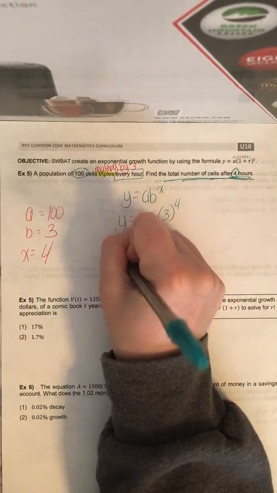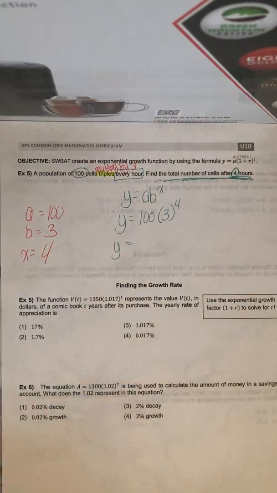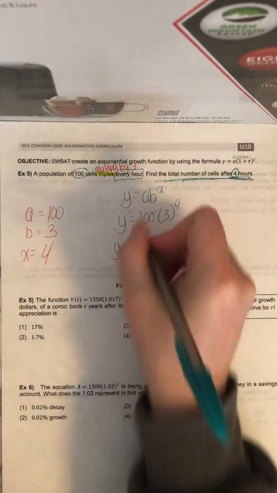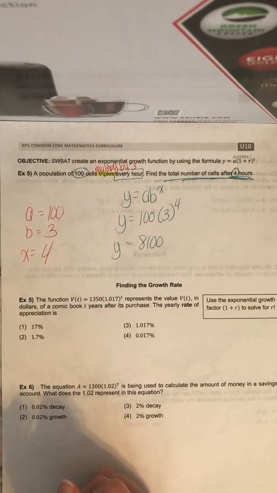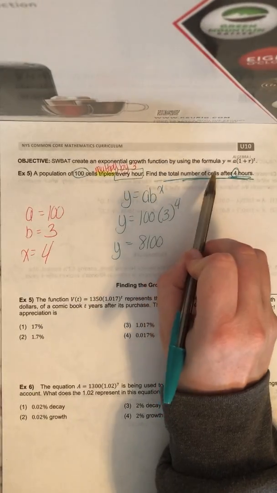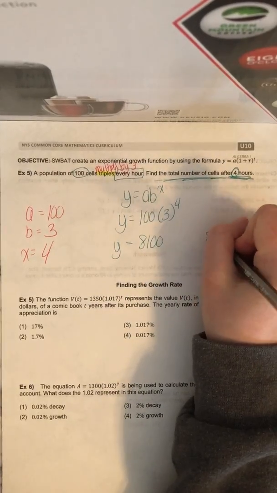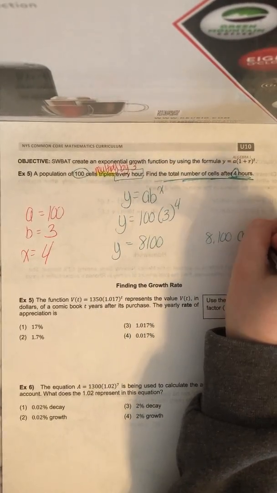I'm just going to type this whole thing into my calculator at one time, and you get 8,100. It says, what's the total number of cells? 8,100 cells.